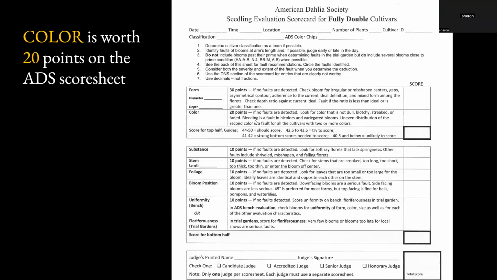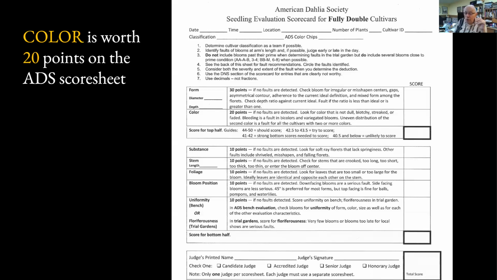There is a little cheat chart on the back of the scorecards, so you don't have to do the math. Can you show it up there, Sharon? Yeah, I can. For form, 100% is 30, 90% is 27, 25.5 is 85%. So if you're going to pass this bloom on form, you're going to have to be giving it 25.5 points or higher. For color, 17 or higher. And then for the other ones, 8.5 or higher.